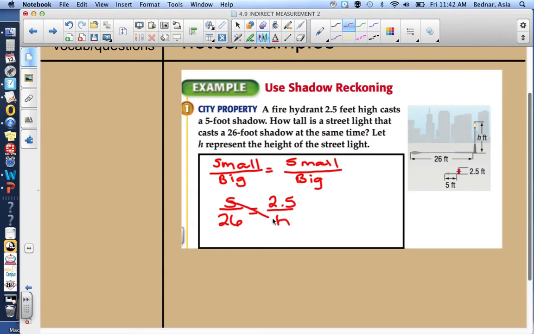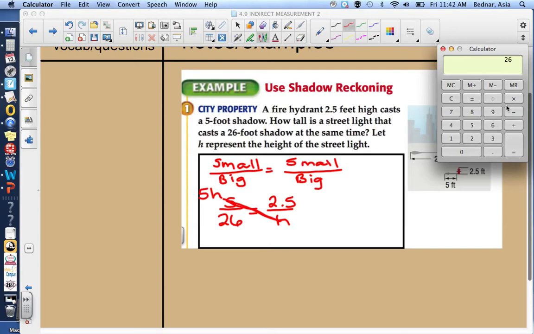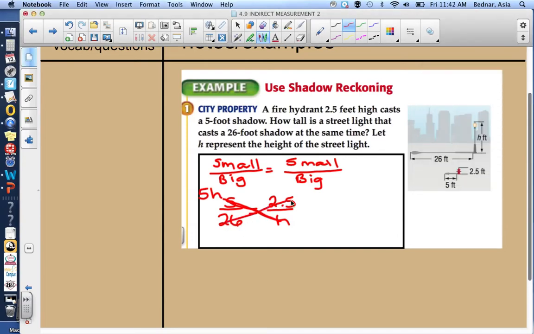So let's start with 5 times h, and that would give us 5h. And next we would have 26 times 2.5. So we're going to go 26 times 2.5, and that gives us an answer of 65. So 26 times 2.5, oops, my memory's bad, is 65. So now I know that 5h equals 65.